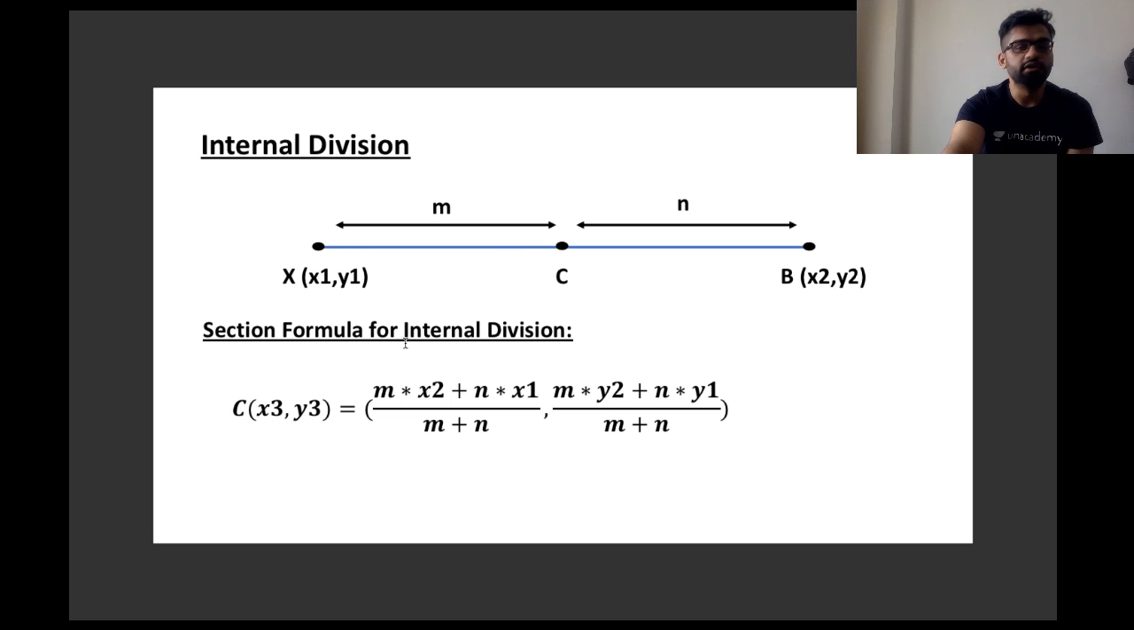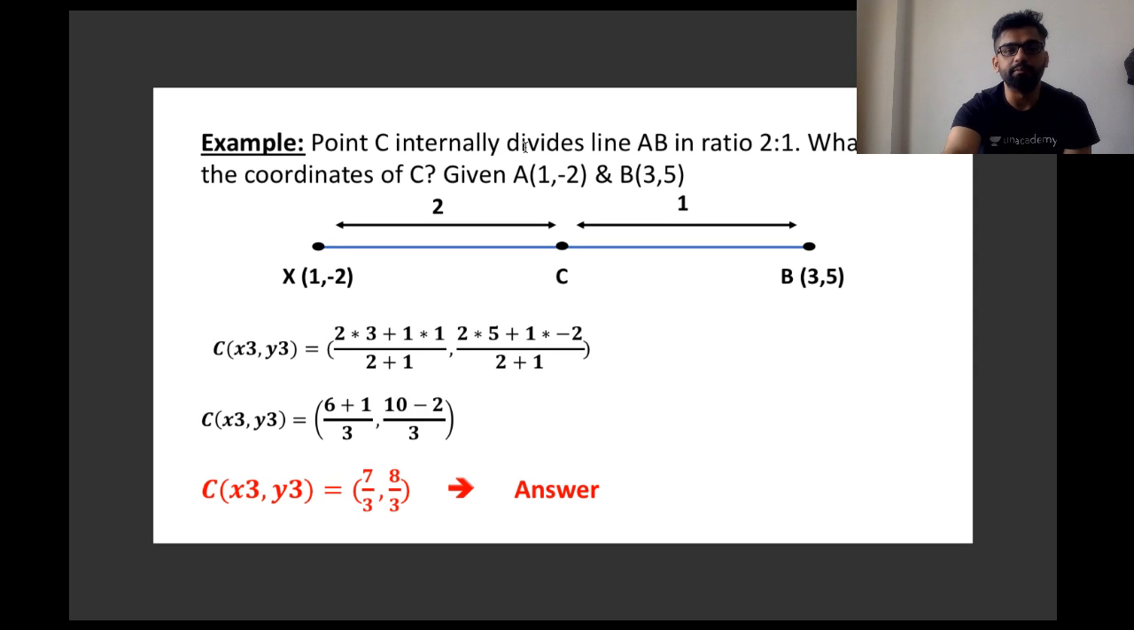Now the section formula for internal division: the coordinates of this point C, (x3, y3), is going to be m multiplied by the abscissa of the opposite point, that is x2, plus n into the abscissa of the opposite point, which is x1, divided by m plus n. Likewise, the ordinate of this point C is going to be m into the ordinate of the opposite point, which is y2, plus n into the ordinate of the opposite point, which is y1, divided by m plus n. Pretty simple. Let's do an example.